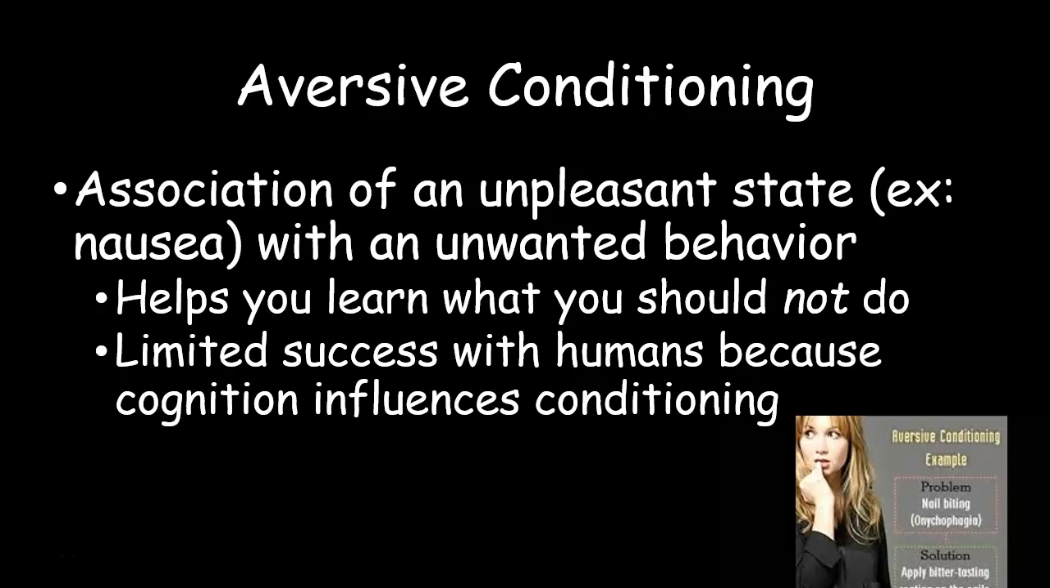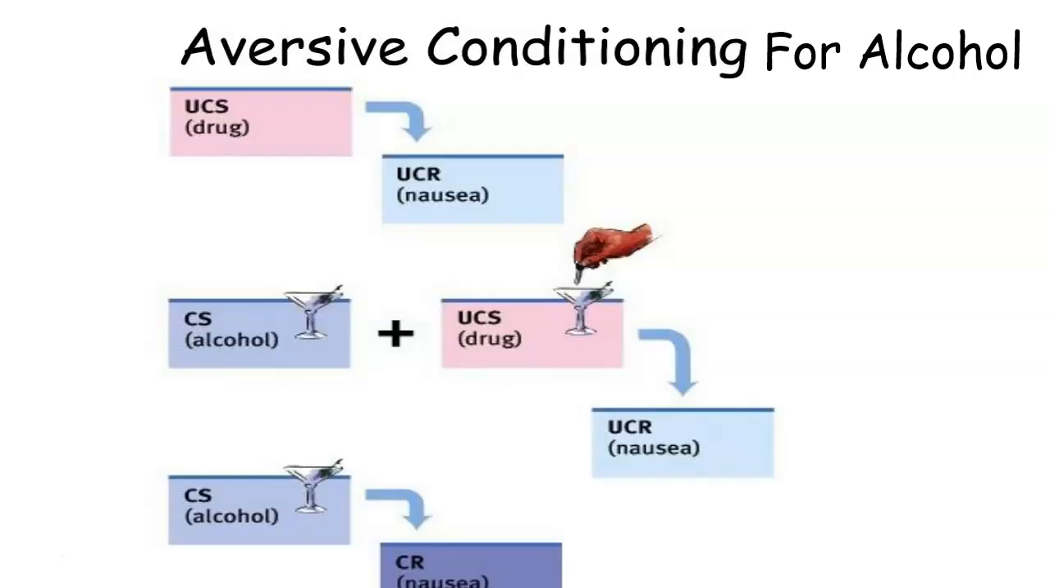If I know that I feel sick after smoking that rapidly, then I just won't smoke that quickly rather than stopping smoking altogether. So it's a little bit more effective with lesser animals than it is with human beings. So if we were to take a look at how we would use aversive conditioning in alcohol, there's a drug out there called Antabuse, which induces vomiting when combined with alcohol.